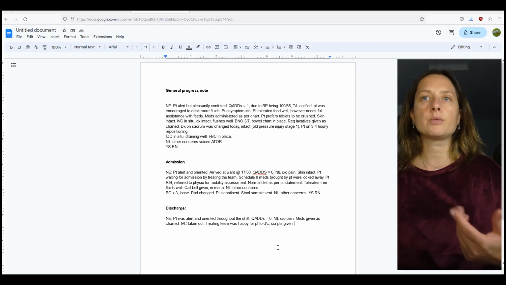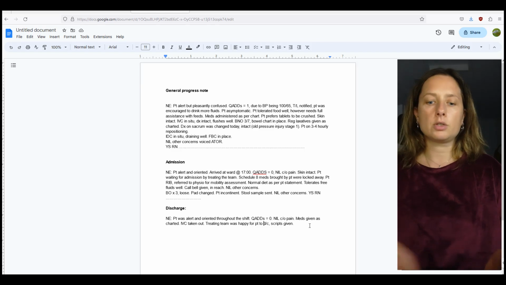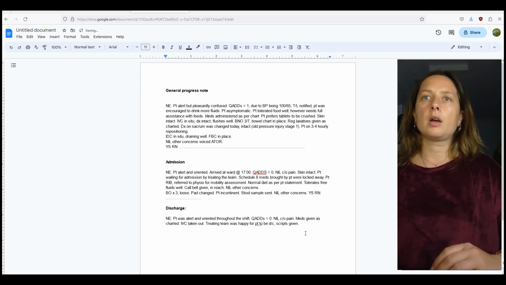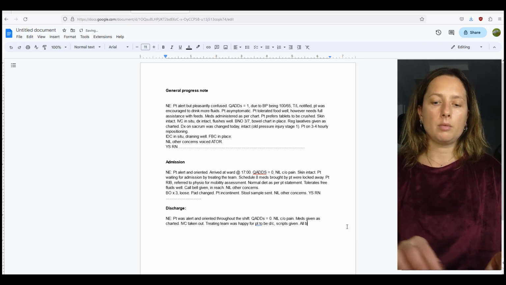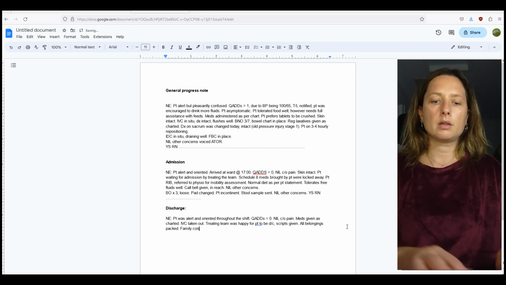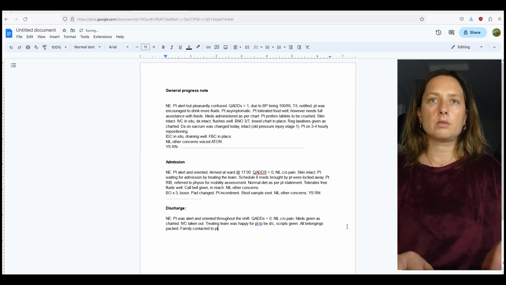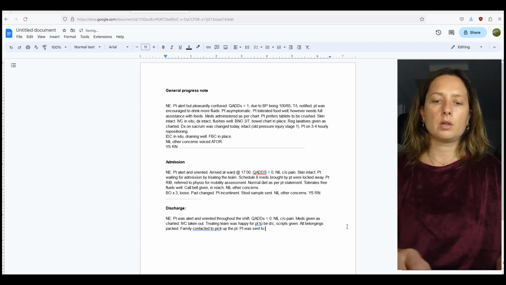Okay, so you would say treating team was happy for patient to be discharged. Scripts given, all belongings packed, family contacted to pick up the patient, and then you can say patient was sent to transit lounge.